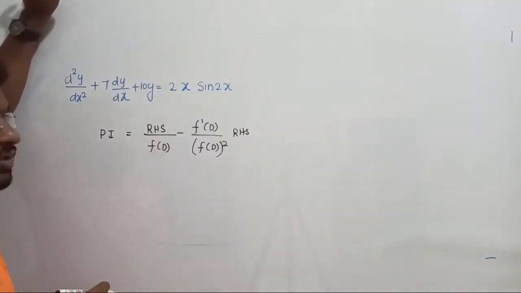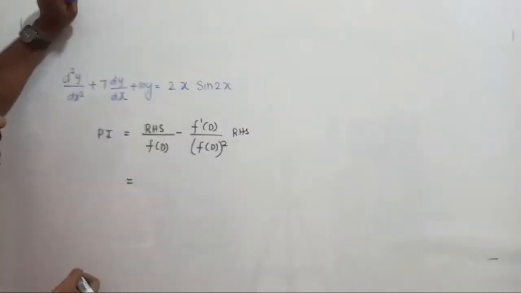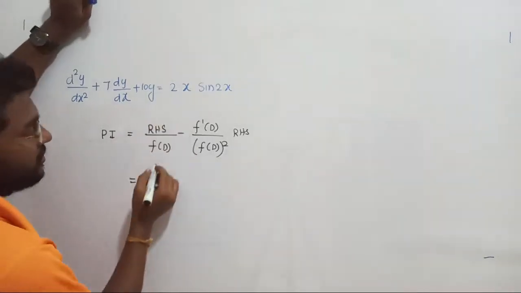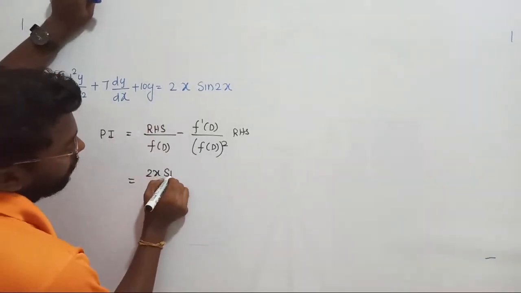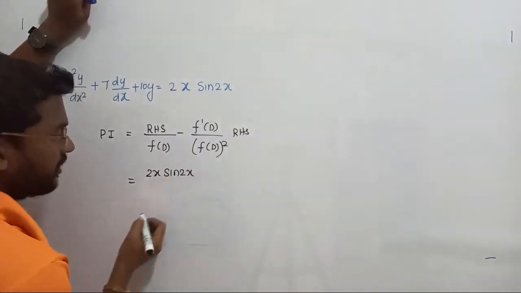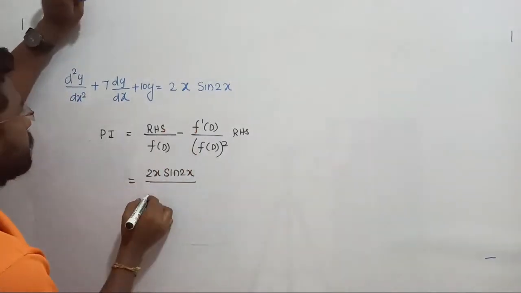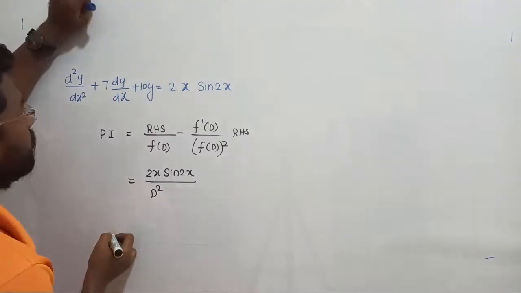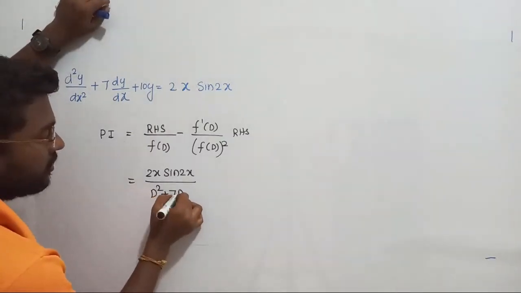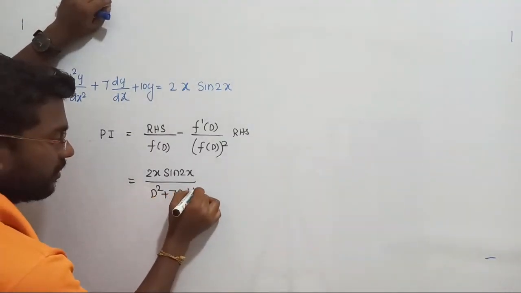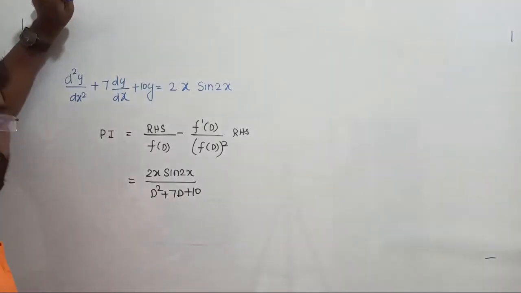Directly we can write the answer for this one, right? So the answer is RHS for the first function. RHS is what? Twice of x into sin 2x, exactly divided by f of D. What is f of D? We can write D square plus 7 times of D plus 10. That is going to be the characteristic equation for this one, right?